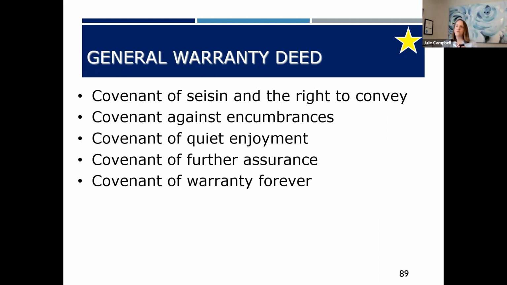And then the covenant of warranty forever says, look, if anything in this deed fails later, I'll come back and make it right. The seller is promising the buyer that if something comes up after the fact, they'll come back and make it right. What if? What if they lie? What if they don't? What if? I hear you guys, those wheels are turning. This is why the buyer will have something called title insurance. And we're going to talk about title insurance in just a minute.